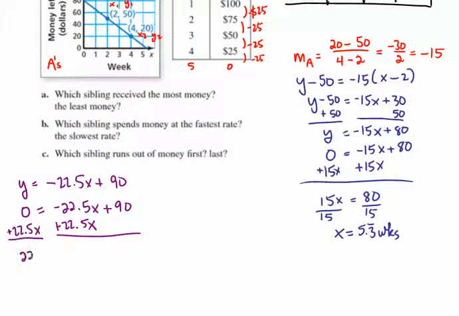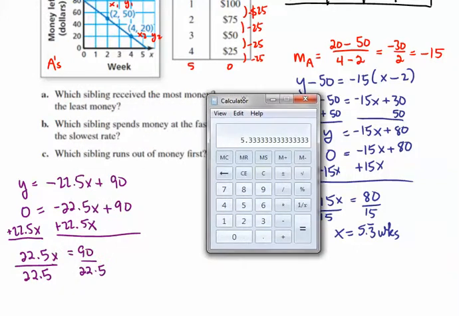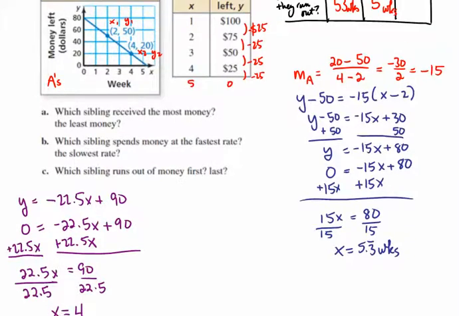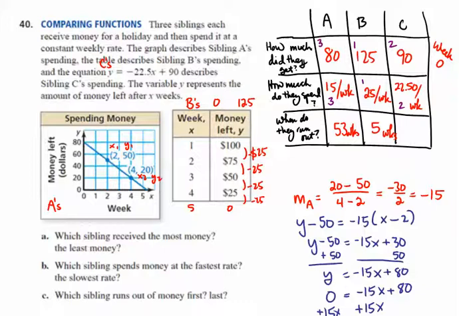When we do, we get 22.5x is equal to 90. Divide both sides by 22.5 and bring up the calculator. And we do, we get 90 divided by 22.5, and that is exactly 4. So x is equal to 4. And so I'll scroll back up to our table here, and we will see that C runs out of money in 4 weeks. And so we have who runs out.